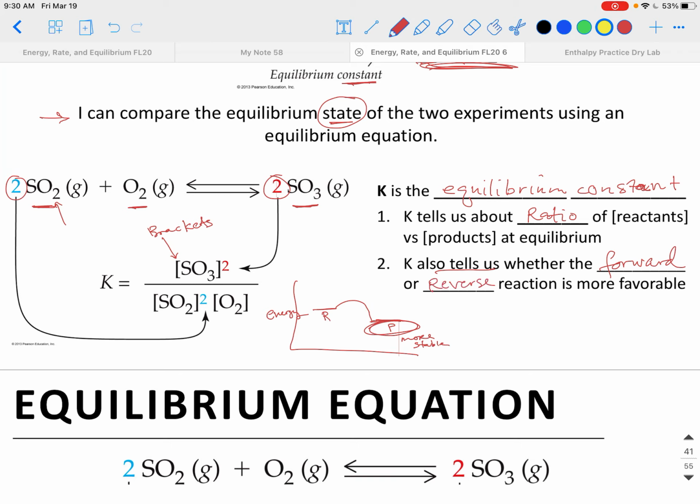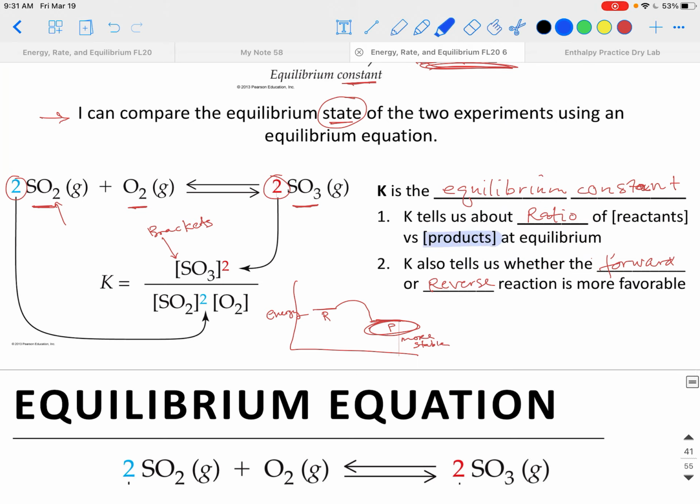And I feel like this is kind of redundant of point number 1, but slightly different. If you have more products at equilibrium, then the forward reaction will be favorable. I'm going to say that again. If you have more products at equilibrium, the forward reaction will be favorable. I'm going to do a little highlight action here maybe to help explain this. Let me erase all my scribbling. So I'm going to highlight in blue.